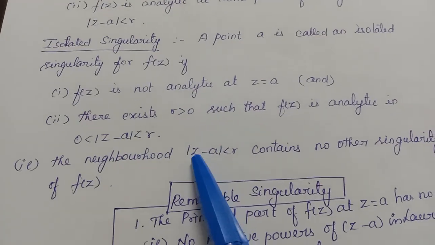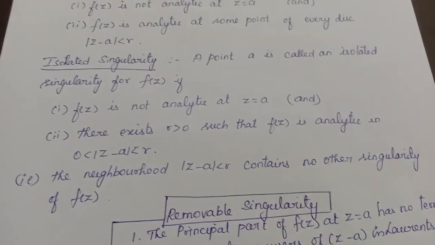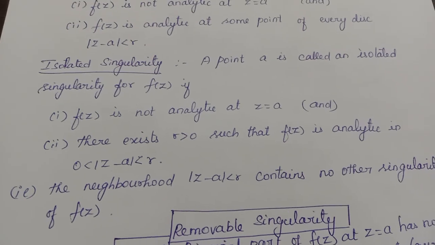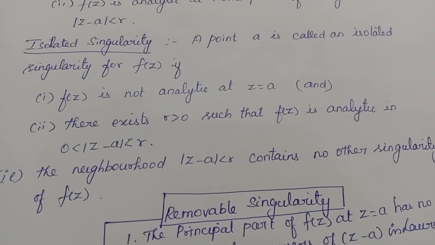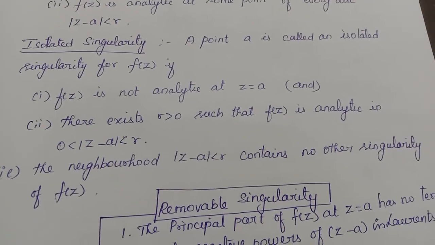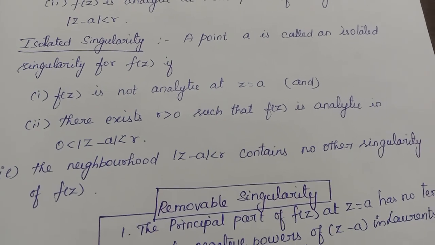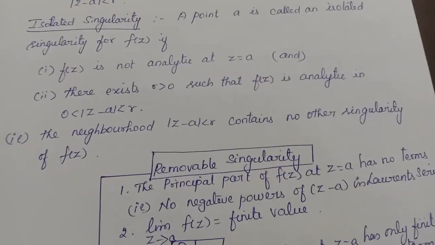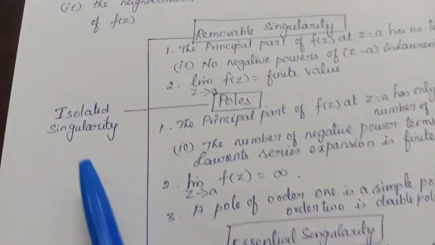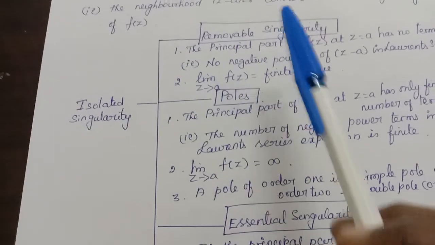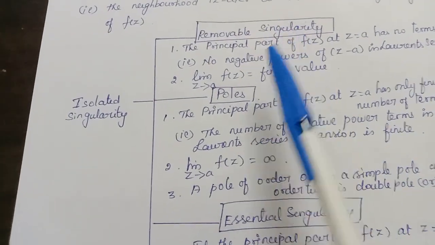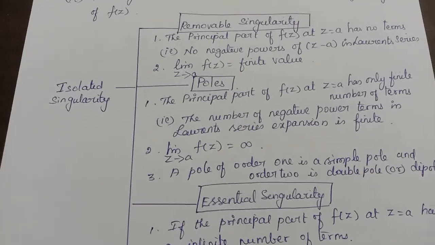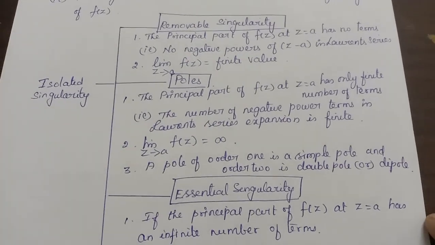That is, the neighborhood should contain no other singular points of f(z). That type of singular points are called isolated singular points. If in a neighborhood you have two or more singular points, they are called non-isolated singular points. We primarily deal with isolated singular points. This isolated singular point is again classified into three types: removable singularity, pole, and essential singularity. These are the three types of isolated singularity.